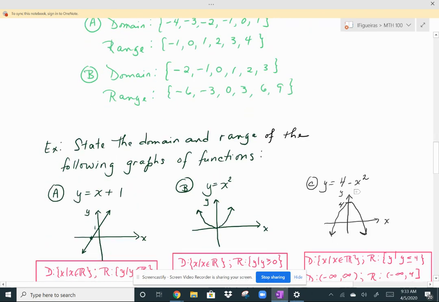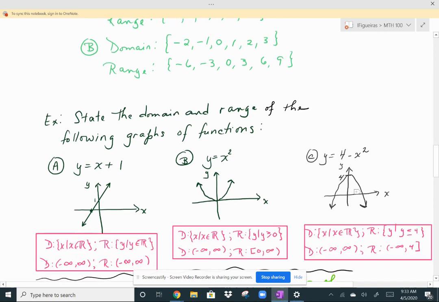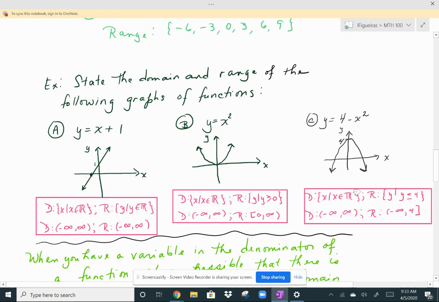So domain and range is actually a bit more complicated than what we did above, because really domain and range is the set of all possible values of x for domain and all possible values of y for range. So in fact, most functions will have an infinite number of possibilities. So we're going to state domain and range based on the following 3 graphs that I've labeled A, B, and C. So let's state the domain and range of A.